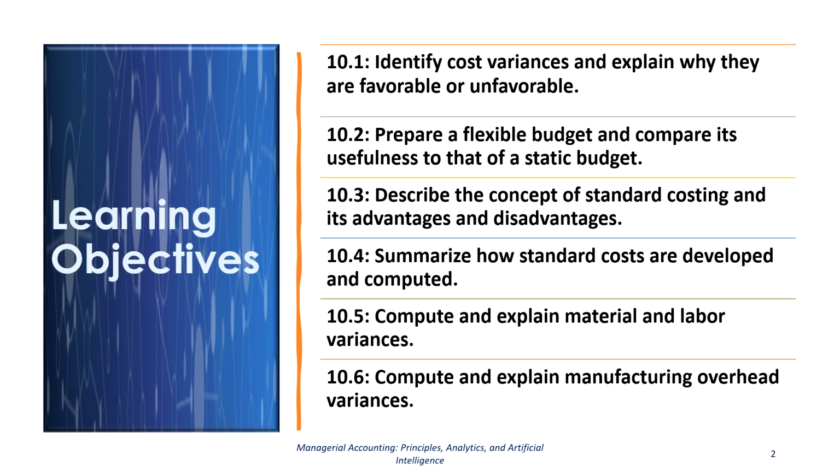By the end of this chapter, you should be able to identify cost variances and explain why they are favorable or unfavorable. Prepare a flexible budget and compare its usefulness to that of a static budget. Describe the concept of standard costing and its advantages and disadvantages. Summarize how standard costs are developed and computed. Compute and explain material and labor variances, and compute and explain manufacturing overhead variances. These objectives cover the full variance analysis process used by businesses.